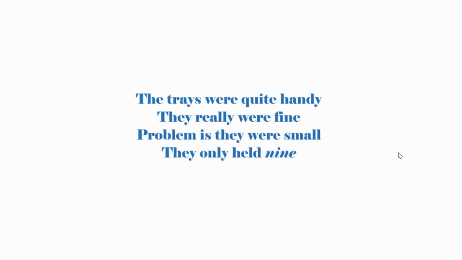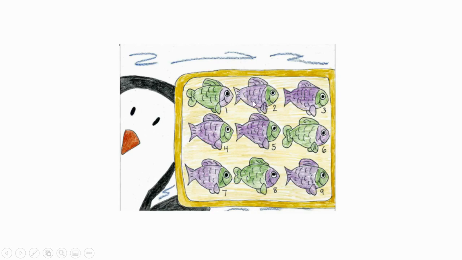The trays were quite handy. They really were fine. Problem is they were small. They only held 9. So we can see the fish: 1, 2, 3, 4, 5, 6, 7, 8, 9. They can only fit 9 fish on a tray. And if you remember when we were doing the special counting with our fingers on our hand, our right hand counted up to 9. And when we got to 10, we put our finger up on the other hand. So this tray is the same as that. The tray holds 9 fish.